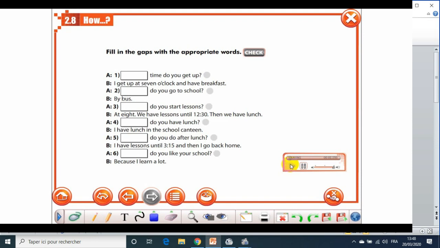What time do you get up? I get up at 7 o'clock and have breakfast. How do you go to school? By bus. When do you start lessons? At 8. We have lessons until 12:30. Then we have lunch. Where do you have lunch? I have lunch in the school canteen. What do you do after lunch? I have lessons until 3:15 and then I go back home. Why do you like your school? Because I learn a lot.